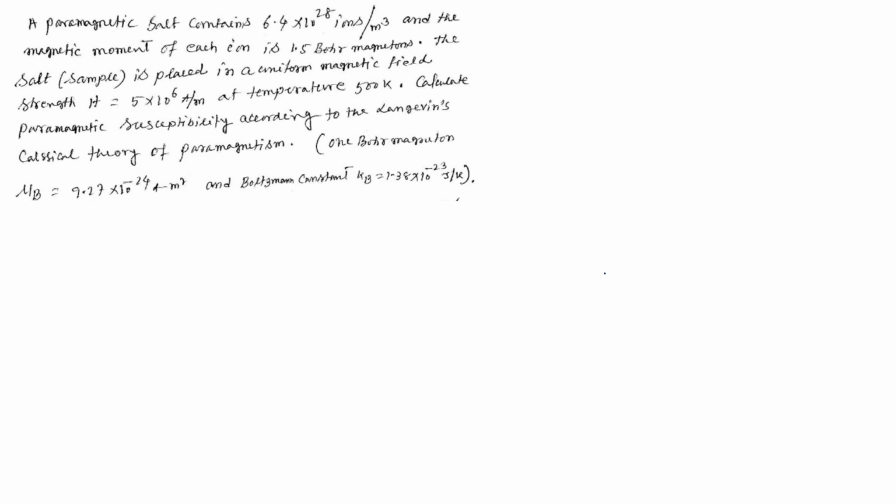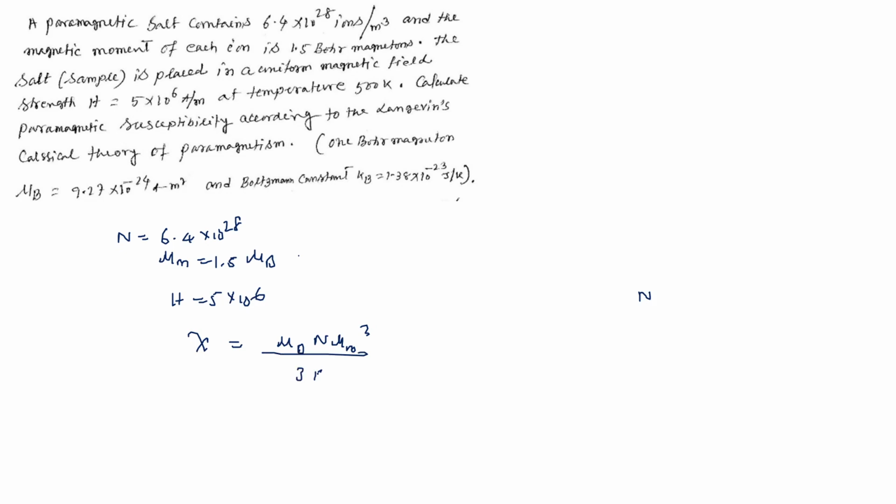Okay, so the mu B value and the kB constant value are given. So how to solve it? Here the n value is given, 6.4 into 10 to the power 28 ions per meter cube, the mu m value is 1.5 mu B, so that way I can calculate, and the H value is 5 into 10 to the power 6. So susceptibility is mu naught n mu m square divided by 3 kB T.